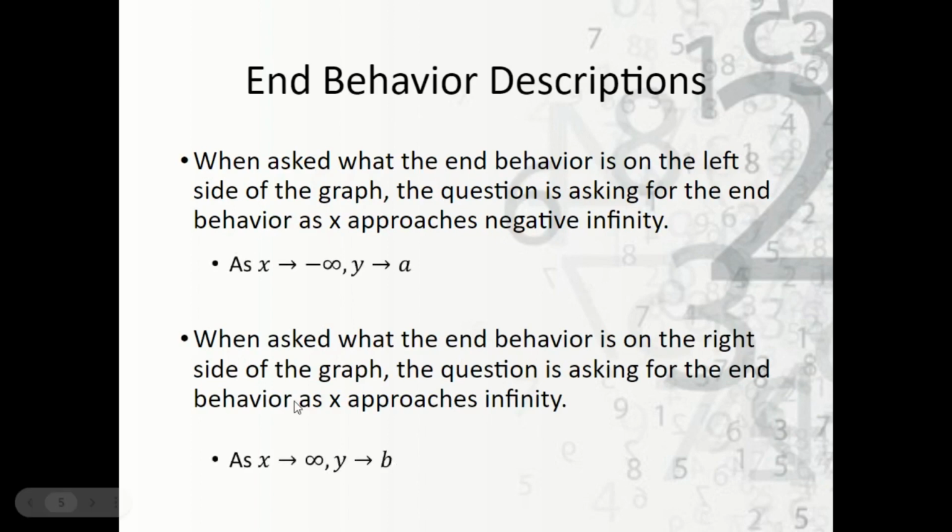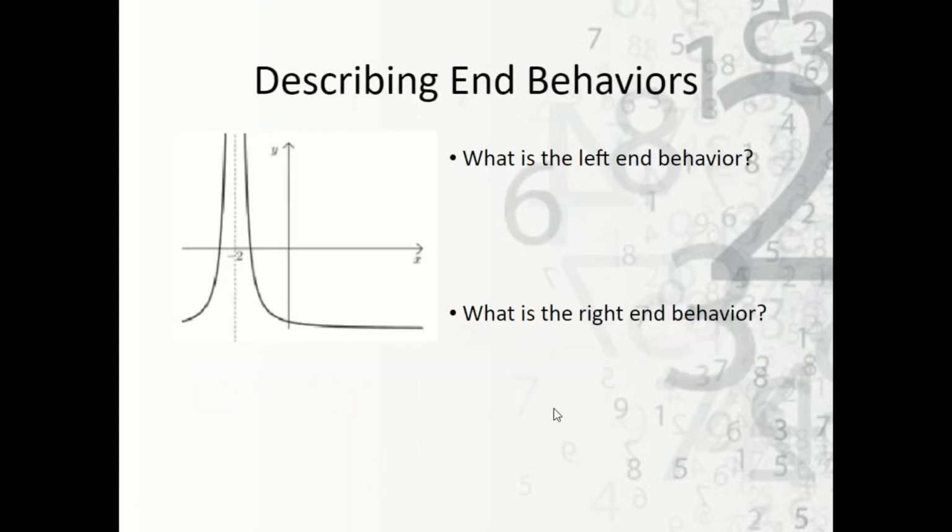So in this case, we're looking at as x approaches negative infinity, what is y approaching? And as x approaches infinity, what is y approaching? So for instance, this is an example we did already, and we looked at -2 as our end behavior, but what about as the graph goes to negative infinity? So as x approaches negative infinity, y is approaching, and notice it's getting flatter here.